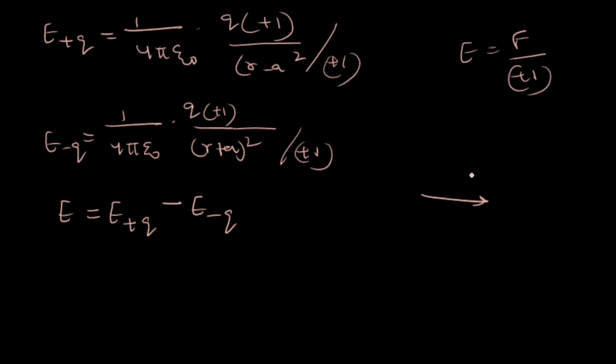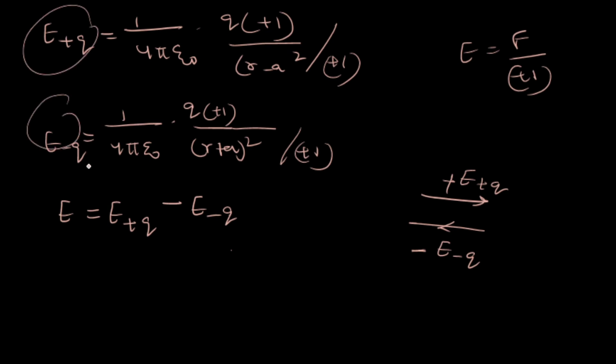This is the direction of the electric field due to the positive charge. This is the direction of the electric field due to the negative charge. Therefore, I am taking the minus sign here. I am taking the plus sign here. Right side plus sign, left side minus sign. Now, I am substituting these values in this equation.